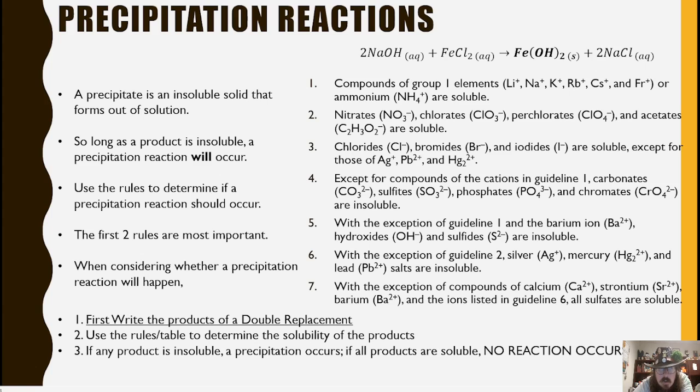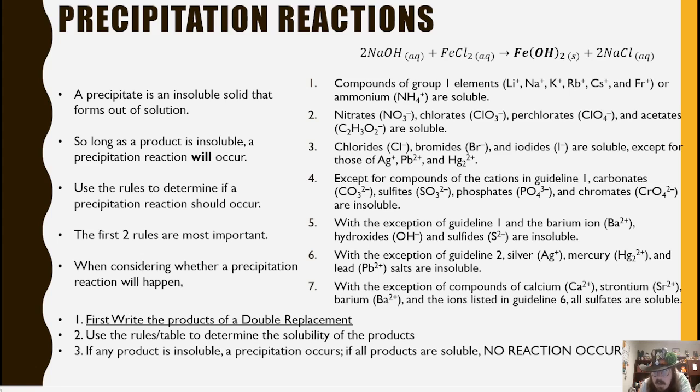Rule 2. Anything containing nitrate, chlorate, perchlorate, or acetate are always soluble. So it doesn't matter whether it's silver nitrate or sodium nitrate, always soluble because of those weird oxyanions. Those 4 oxyanions are always soluble all the time. Now here's where we get into exceptions. Sometimes, but not always. That's why I don't ask you to learn these guys.